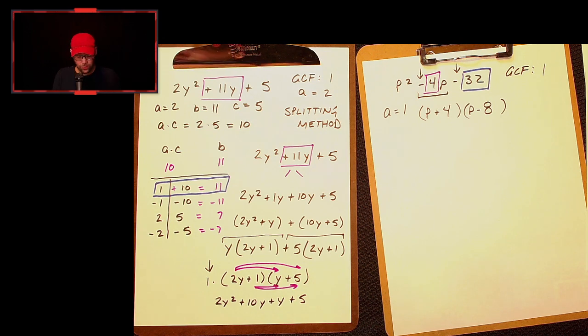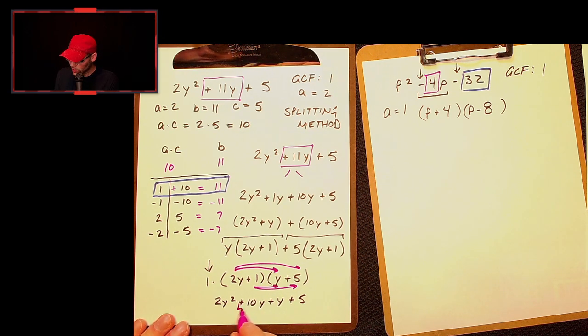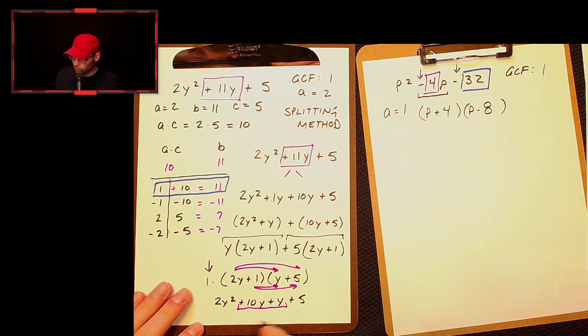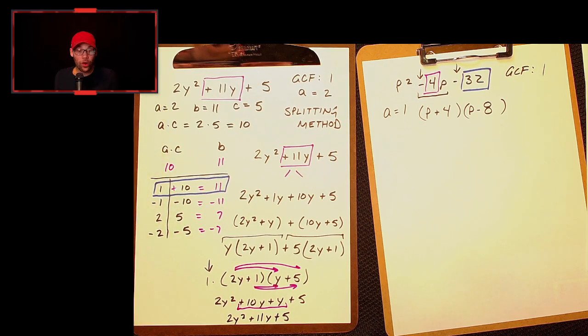And then the final piece that we need to do is just combine like terms. Like terms have the same variable to the same power. 10y plus y is going to end up being 11y. And what we see is we get back the original problem that we started with. So this is how you can always check your work. And this is how you can use the AC table to solve for factoring every single time. It works every single time.